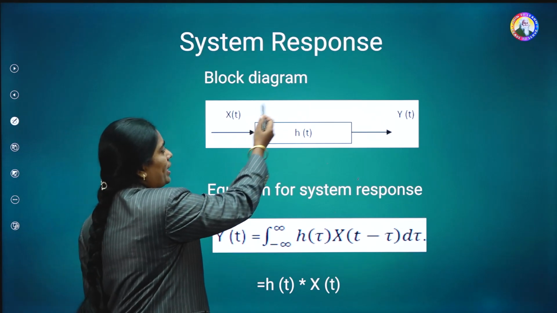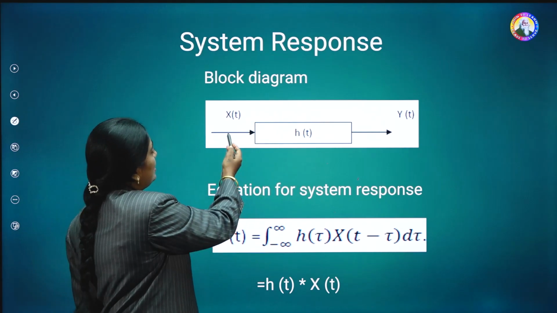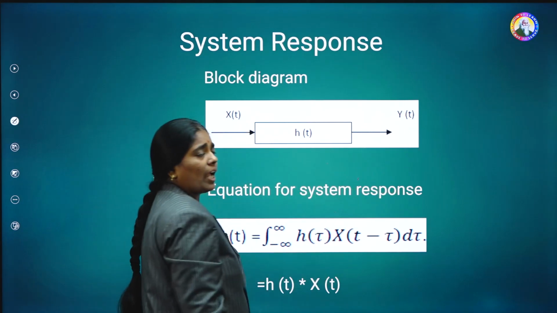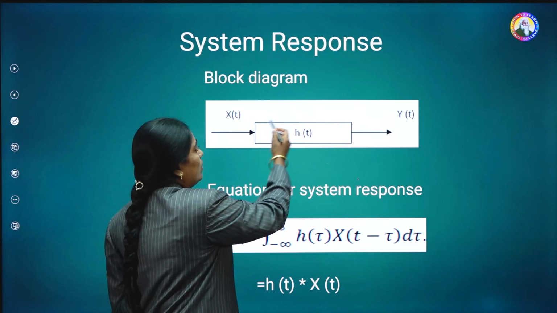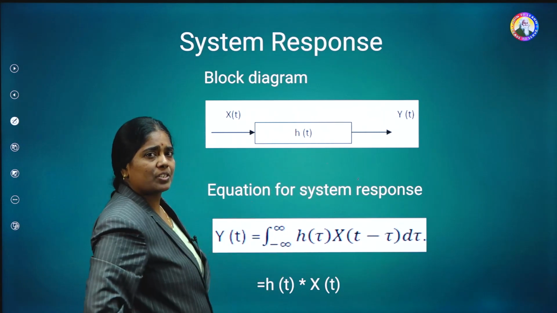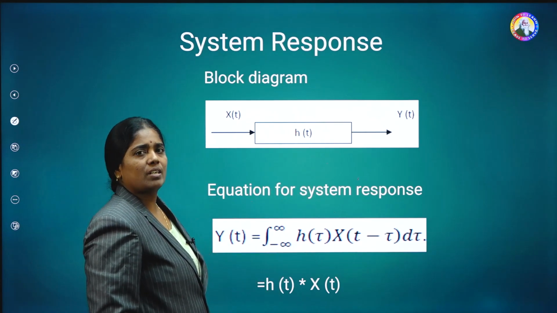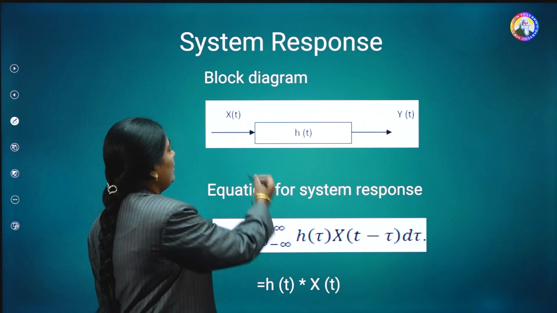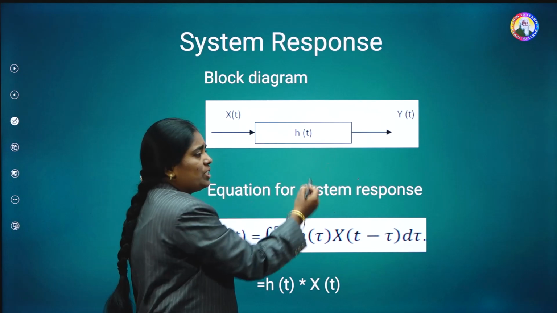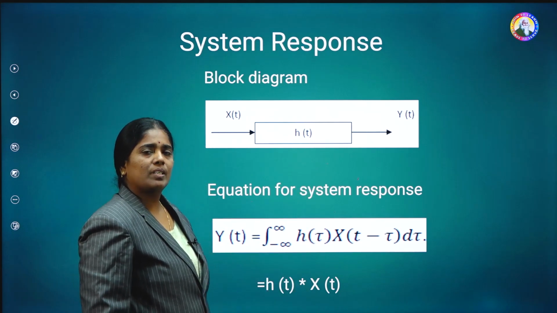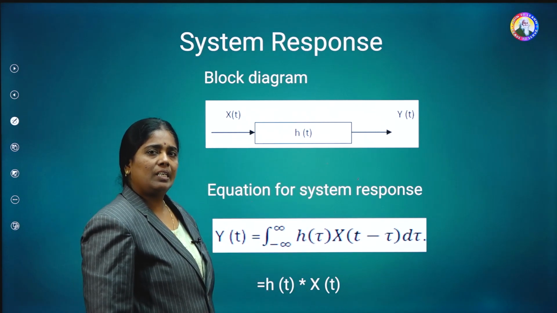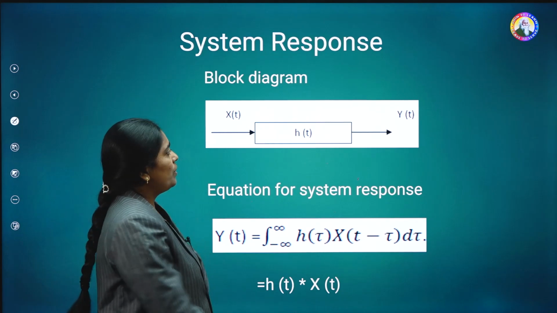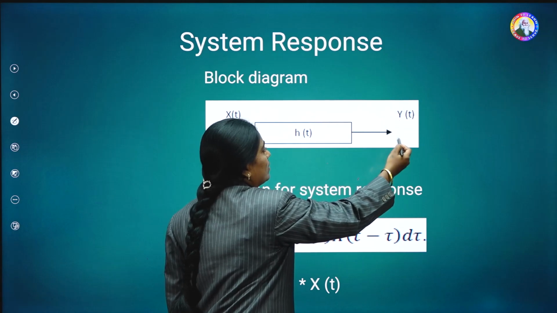Let us observe this block diagram. This x of t is the input and y of t is the output. I am going to apply this to the block whose transfer function is h of t. h of t is also known as the impulse response. If you apply x of t to the system, which is known as an LTI system, LTI stands for linear time invariant system, we are going to obtain y of t.